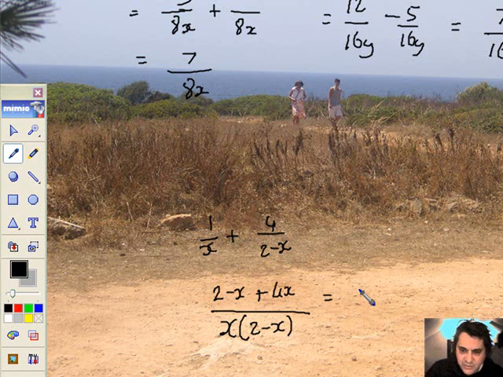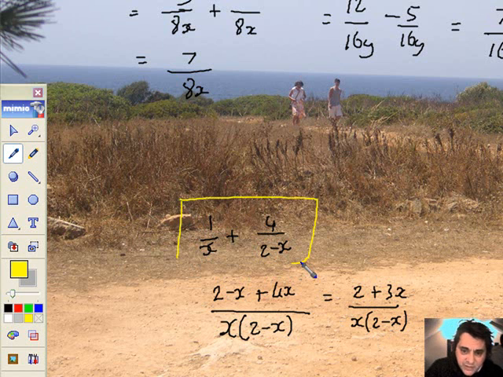I'm going to get 2 plus 3x because minus x plus 4x is 3x. And underneath I've got x bracket 2 minus x. Can that be factorized? It can't. I can't do any more than that. That's as far as it goes. So I've now simplified that expression there involving fractions. This becomes that, and that's that.